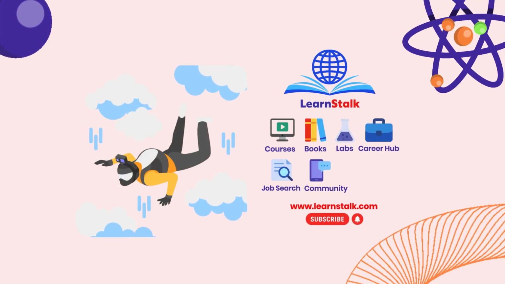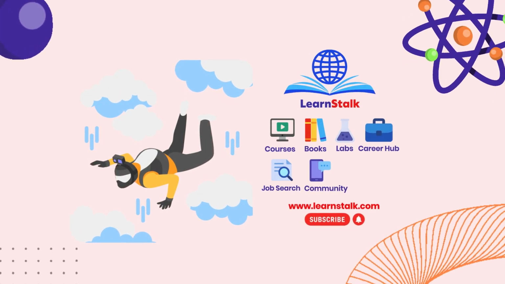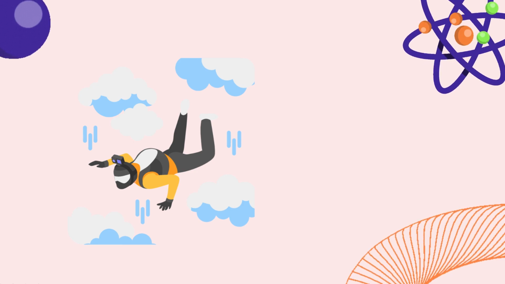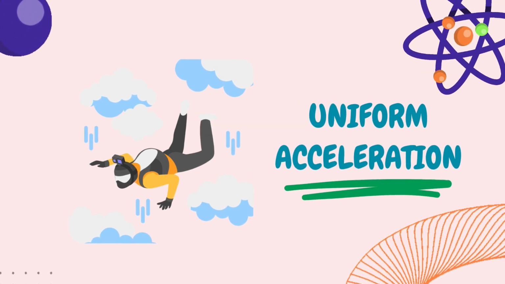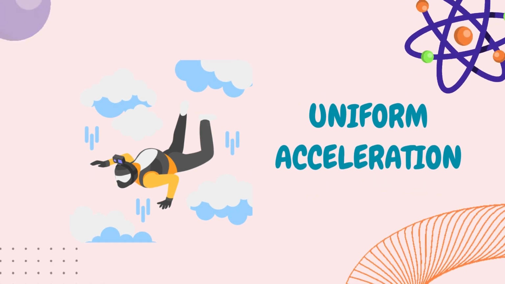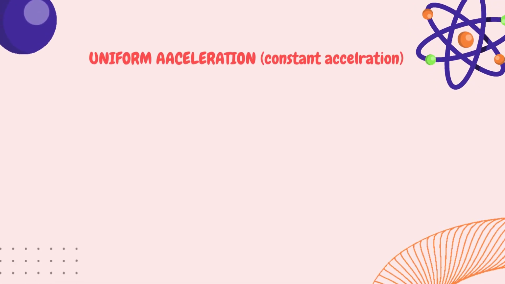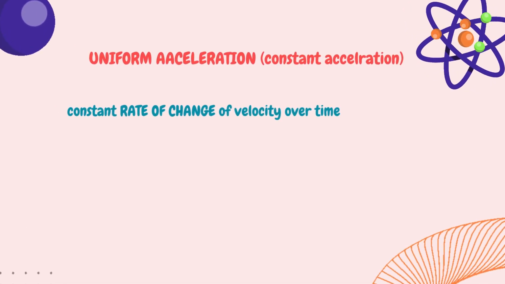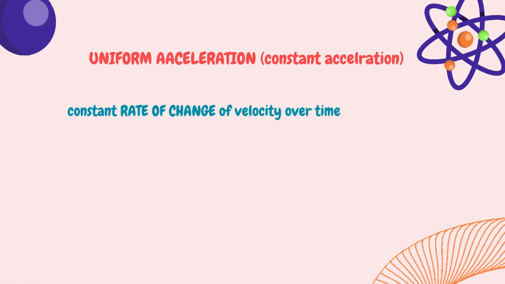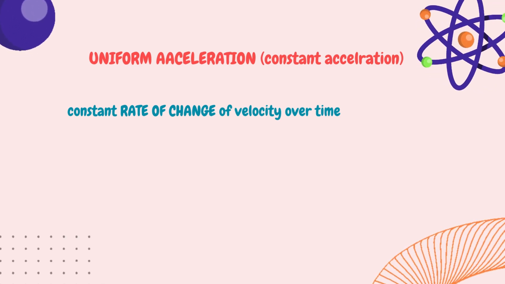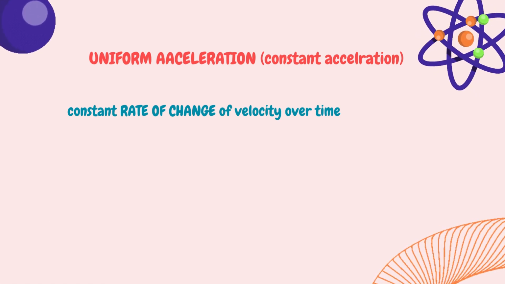Imagine you're in a race, but instead of running at a steady pace, you keep getting faster every second. That's uniform acceleration. But how do we calculate it? Let's break it down. Uniform acceleration is also called constant acceleration. It refers to a constant rate of change of velocity over time. This means that an object's velocity changes by the same amount each second.